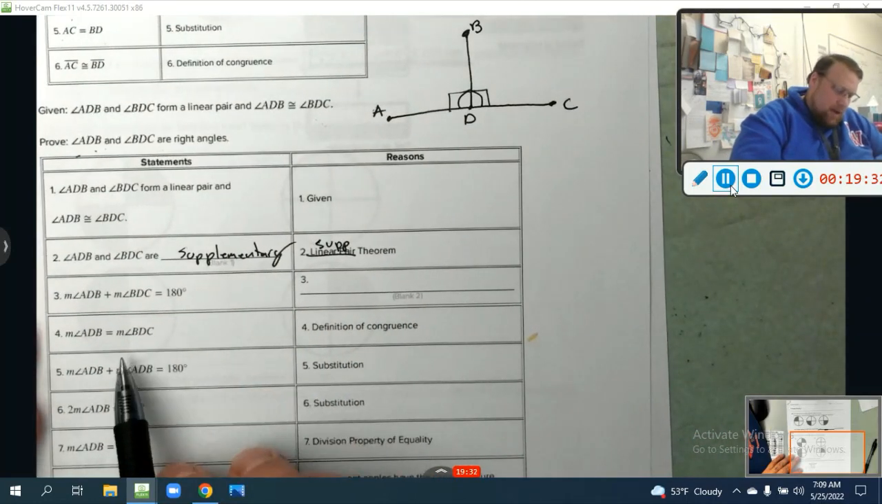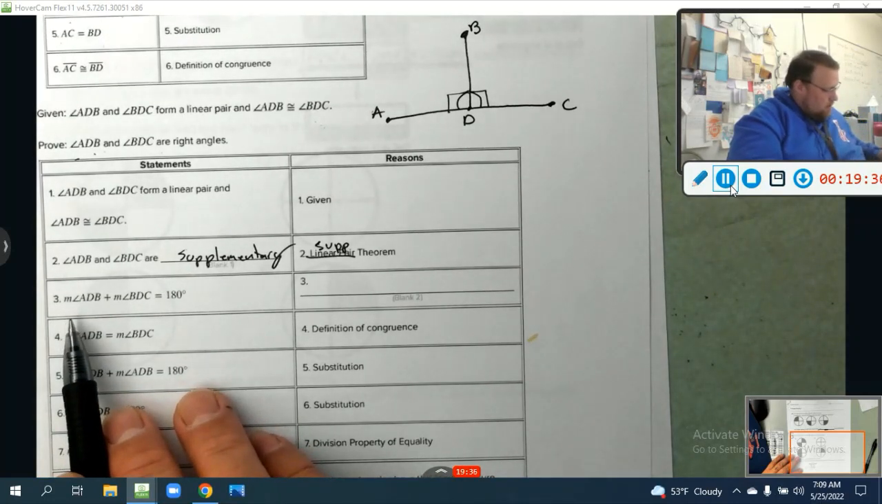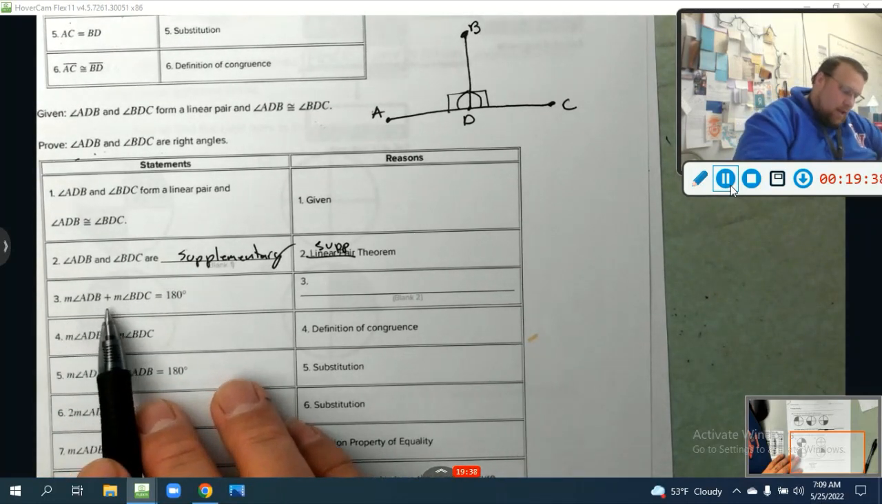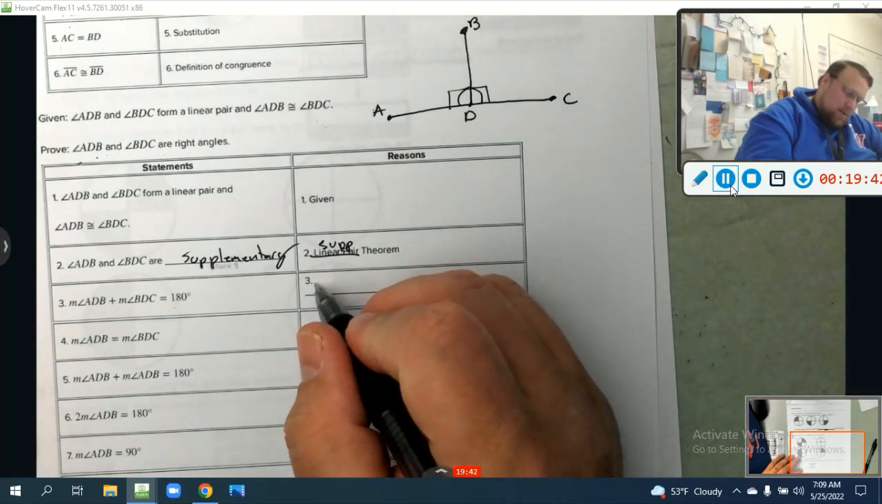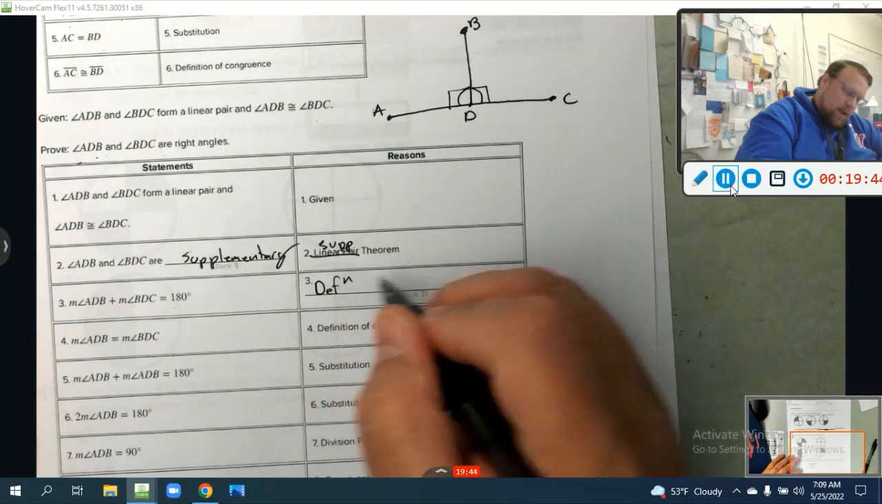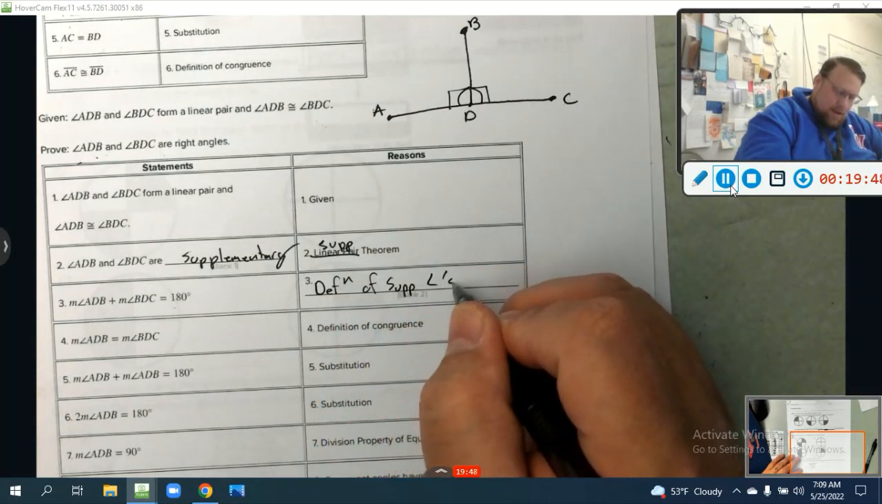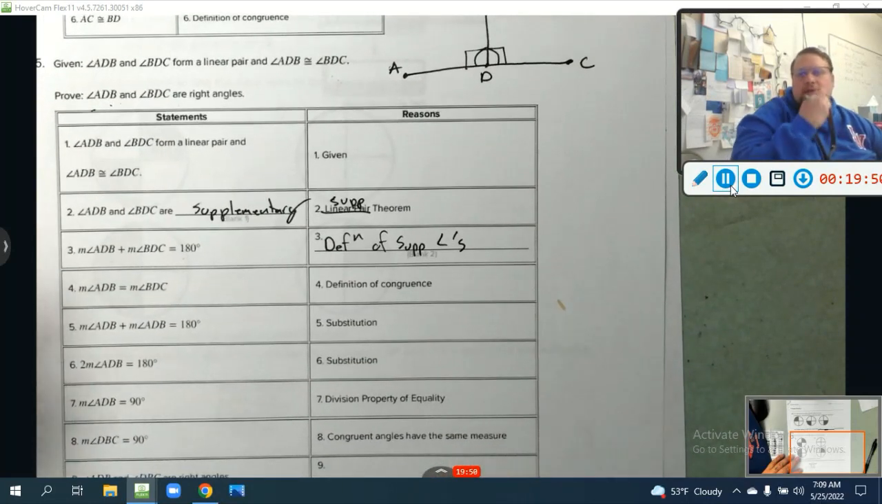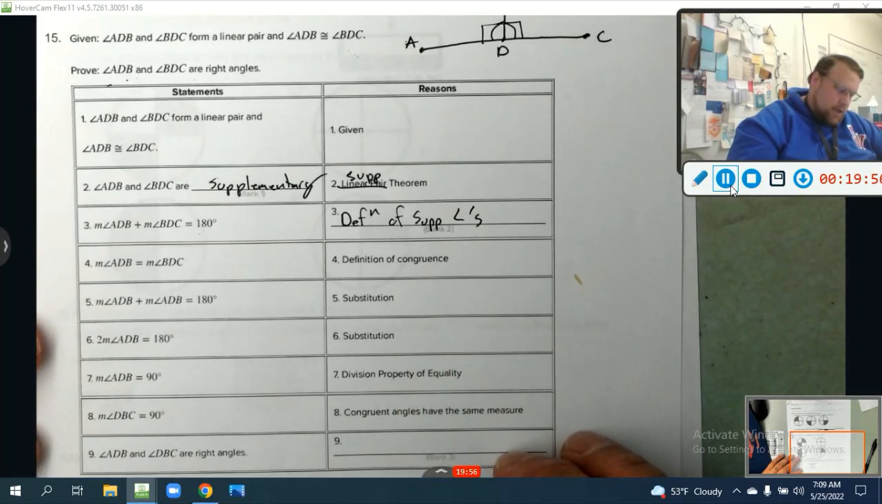Now, what does that mean? That means the measure of angle ADB plus the measure of angle BDC equals 180 degrees. And why is that? Well, that's just the definition of supplementary angles. Right? Definition of supplementary angles. And don't worry, you will have choices and drop-down boxes on your test because we'll do this digitally.